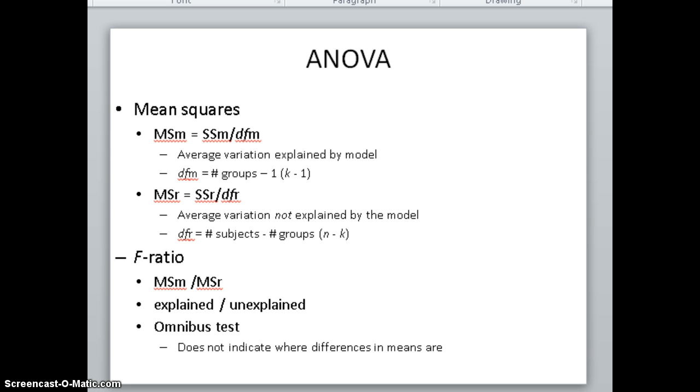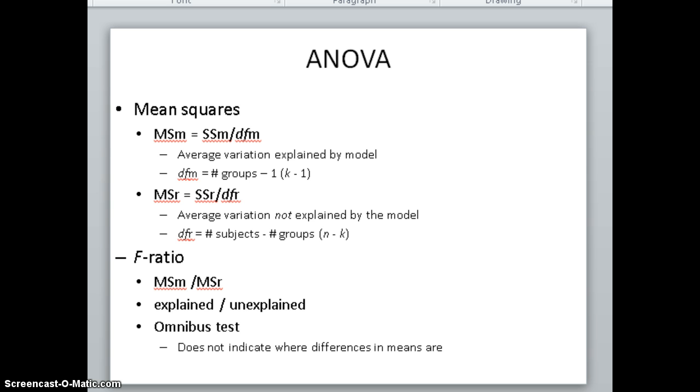The significance of an ANOVA is also evaluated using the F-test. We saw the F-test earlier for regression. The F-ratio is the average variation explained, in this case the mean sum of squared errors, divided by the average variance unexplained, the mean sum of squared errors of the residual.